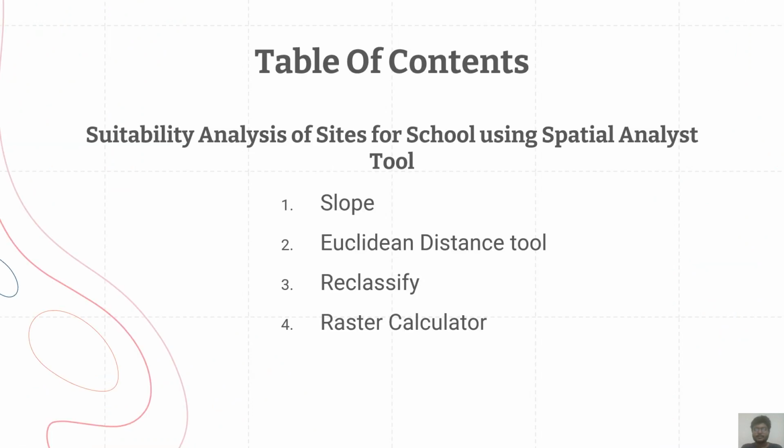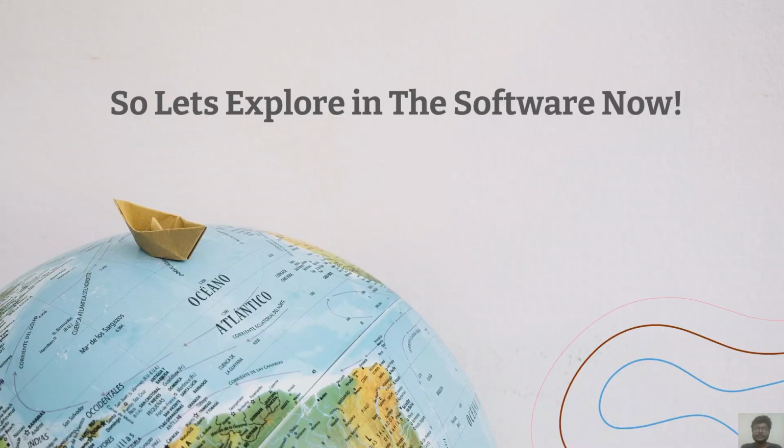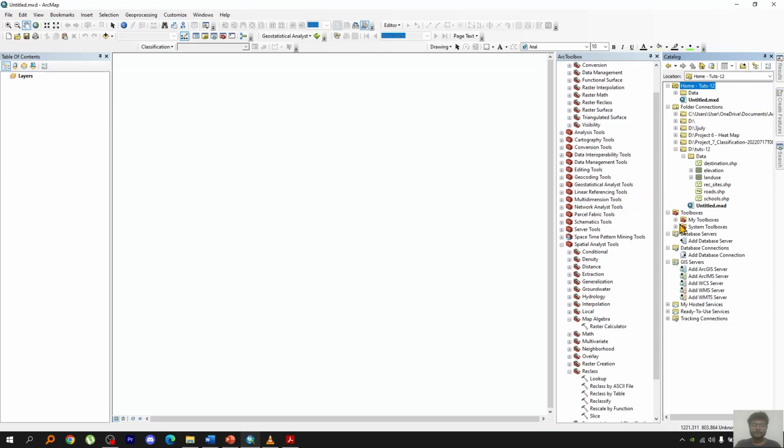In this video, we will learn about suitability analysis of sites for schools using Spatial Analyst tool. Here we will use slope, Euclidean distance tool, reclassify, raster calculator, etc. So before further delay, let's jump into the video.